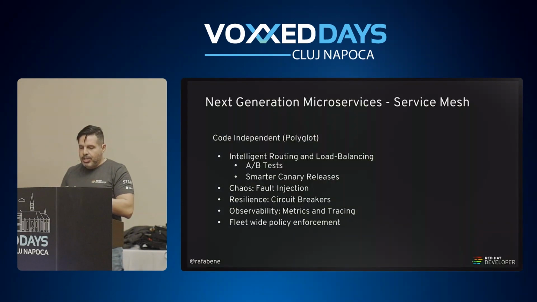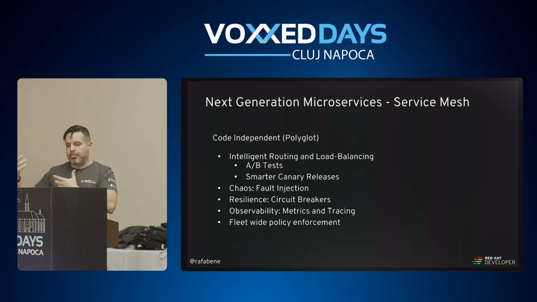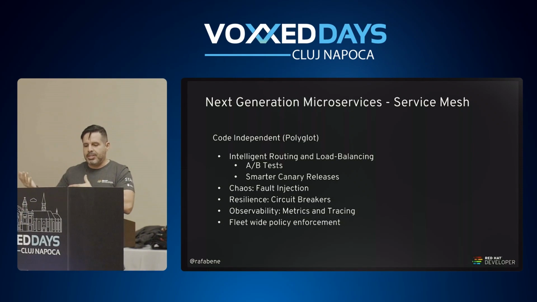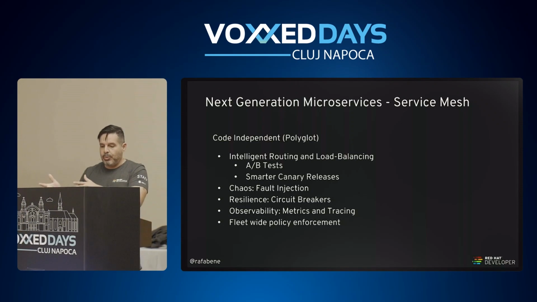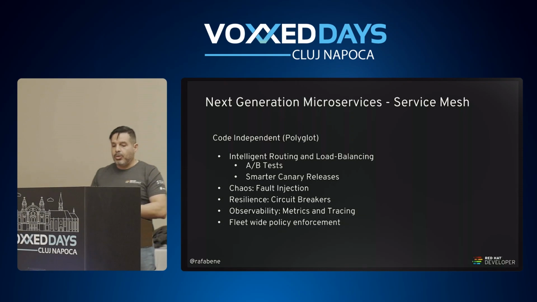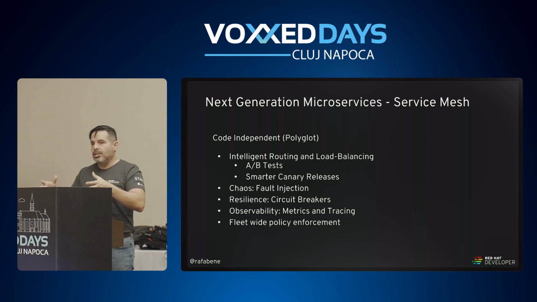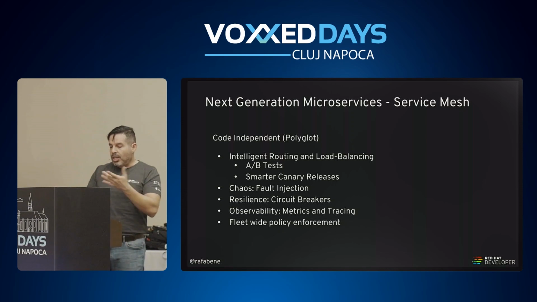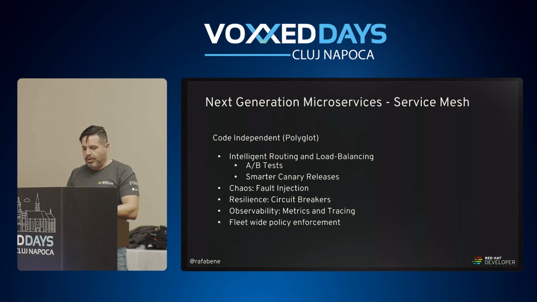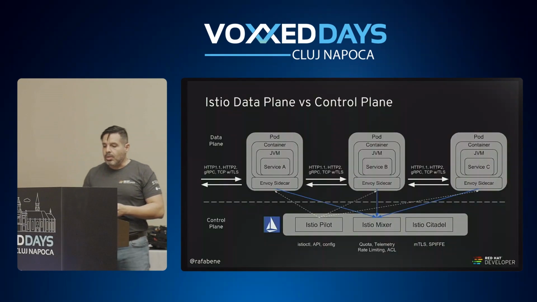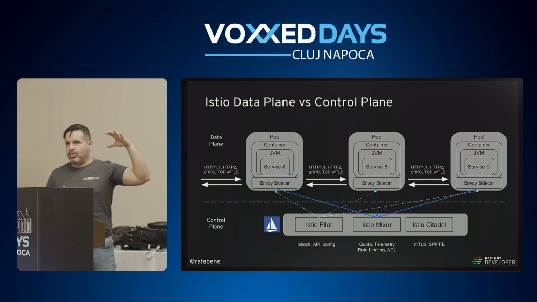So with a service mesh, that communication, you can have intelligent routing and load balancing. You can have A/B tests. You can have smart Canary release. We talk about Canary release during this talk. You can test your microservice by causing chaos. You can inject faults. You can have circuit breakers for free. You can have metrics and tracing. I will show you that as well. And how that works. So as I said, first you will deploy a proxy with a sidecar container.